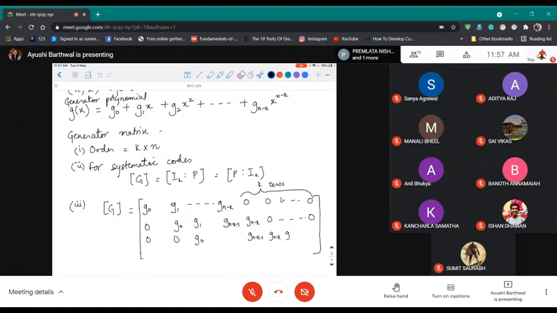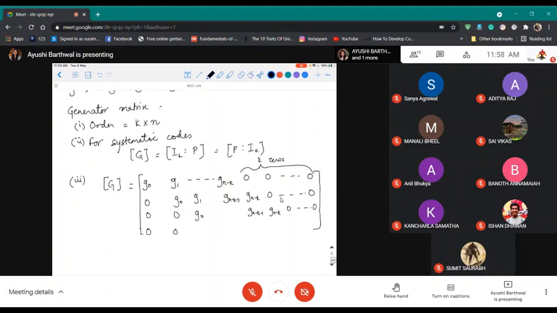So you keep on shifting the row up to the point where you get g_{n-k} as the last element of the column, and you'll get this when you repeat it for k rows. So these will be k rows, and there would be n number of columns. So this is how you generate the generator matrix.